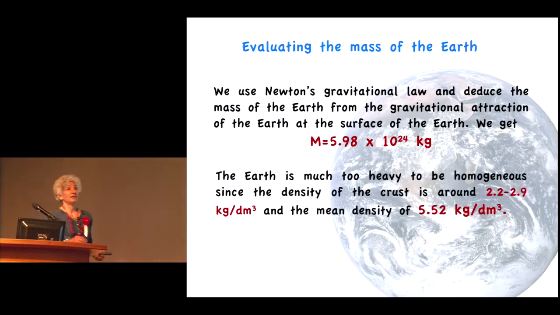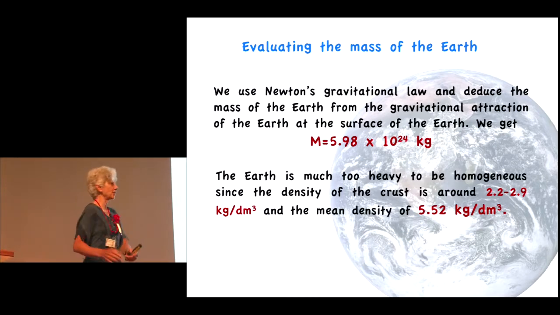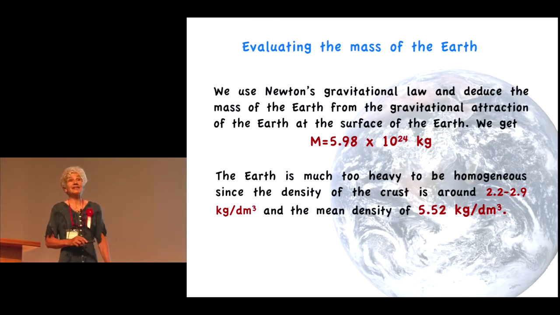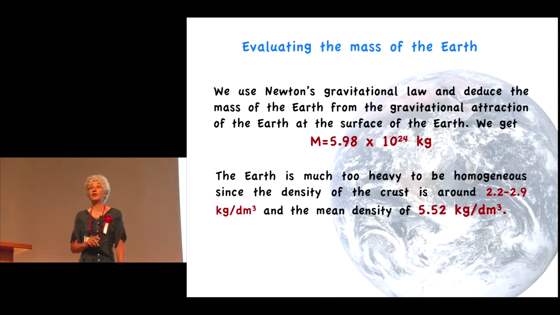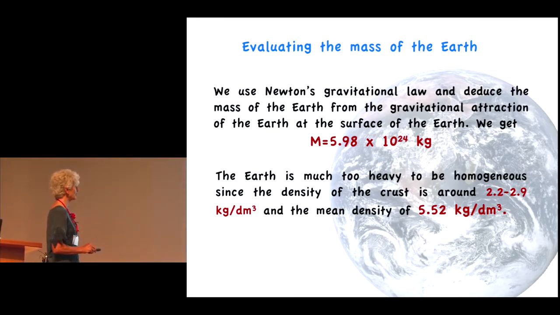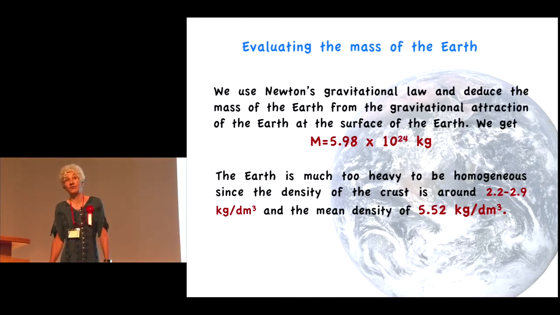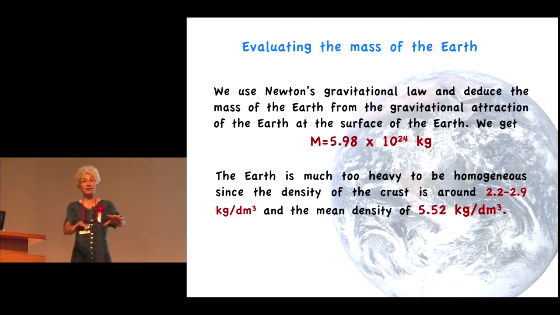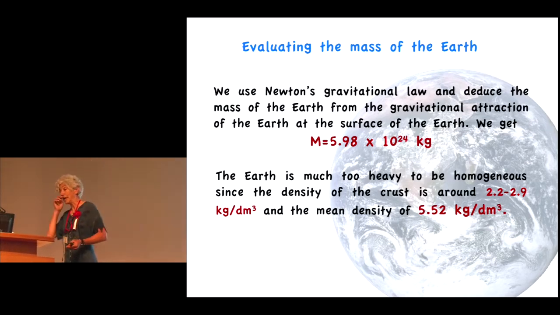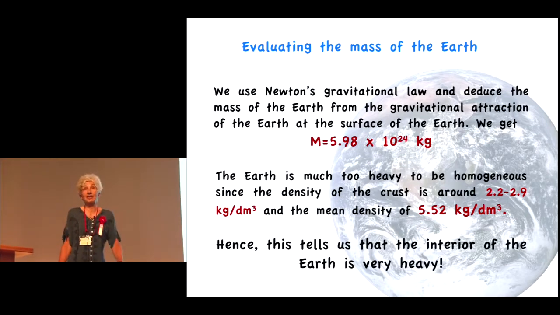Well, we can look around us and ask, what's the density of the Earth? And we realize that the Earth is much too heavy to be homogeneous, because if we look at the density of soil around us, we see that the density is between 2.2 and 2.9 kilograms per cubic decimeter. But the mean density of the Earth is 5.52. So what it tells us is that the surface cannot explain the weight of the Earth. So it tells us that the interior of the Earth is very heavy.